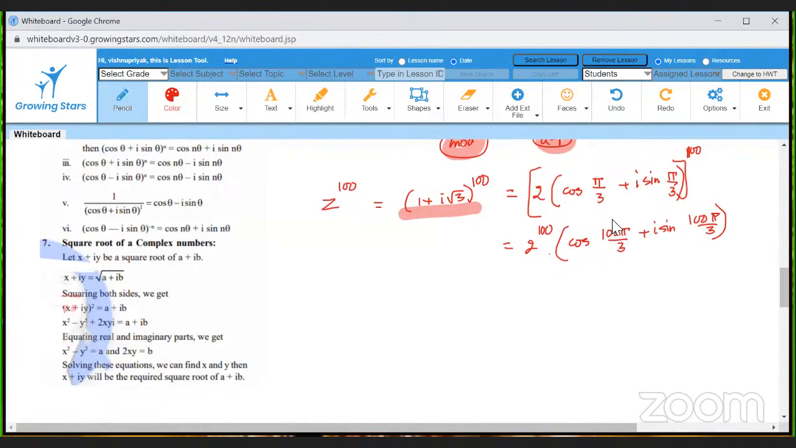Now, what is 100 pi by 3? What is 100 pi by 3? It is very easy to know.